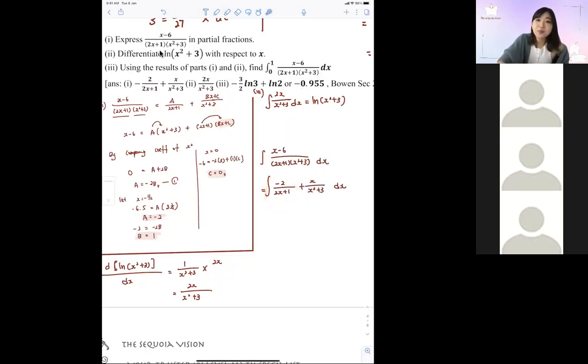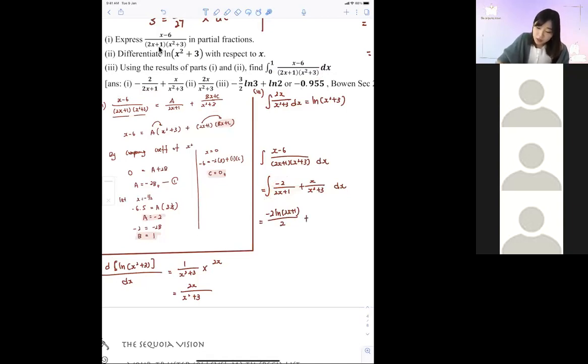Need to get the clue from part 1, right? Don't need now, this is just a constant. So how? This is bracket power -1. -2 ln 2x plus 1 over 2. Yes, -2 ln 2x plus 1 over the differentiate of the bracket.